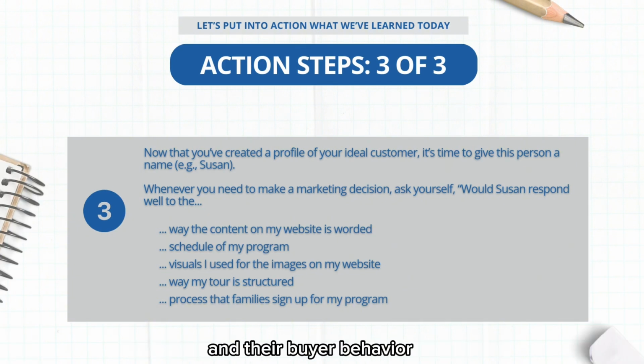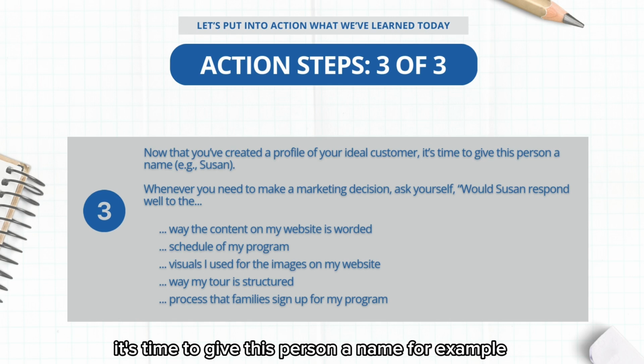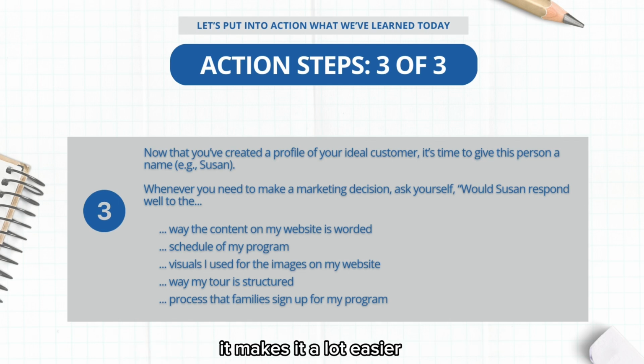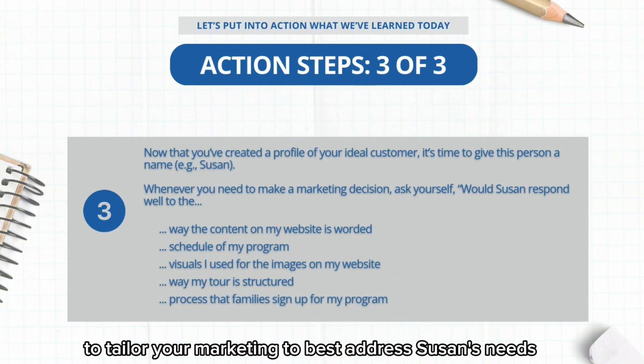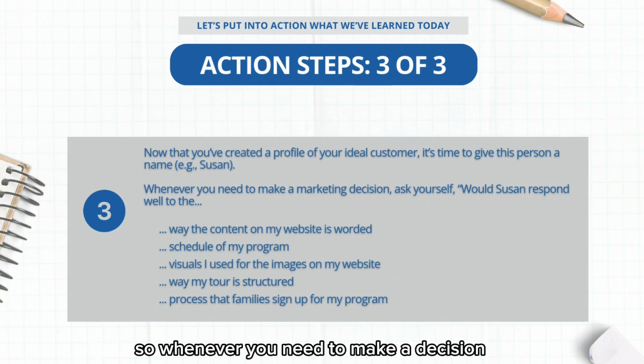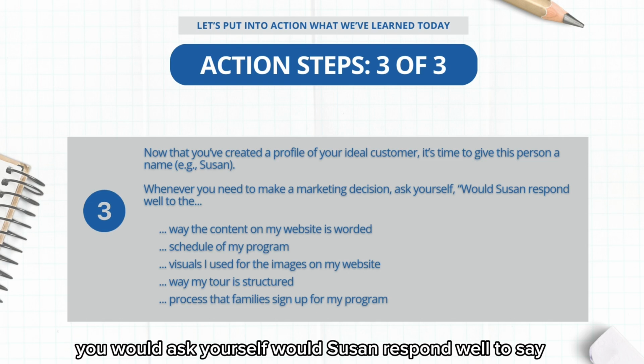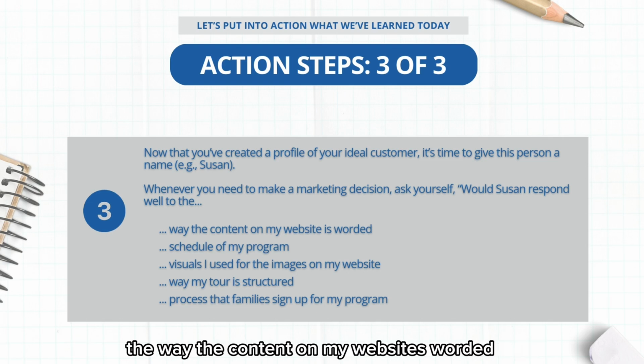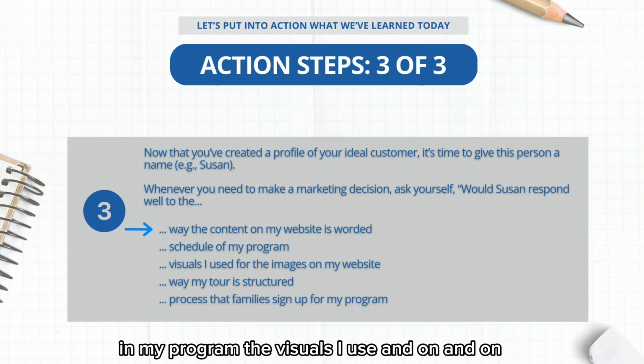Now that you've learned all of this about the demographics of your ideal customer and their buyer behavior, it's time to give this person a name. For example, let's call her Susan. By giving her a name, it makes it a lot easier to tailor your marketing to best address Susan's needs. So whenever you need to make a decision, you would ask yourself, would Susan respond well to, say, the way the content on my website's worded, maybe the scheduling options in my program, the visuals I used, and on and on.